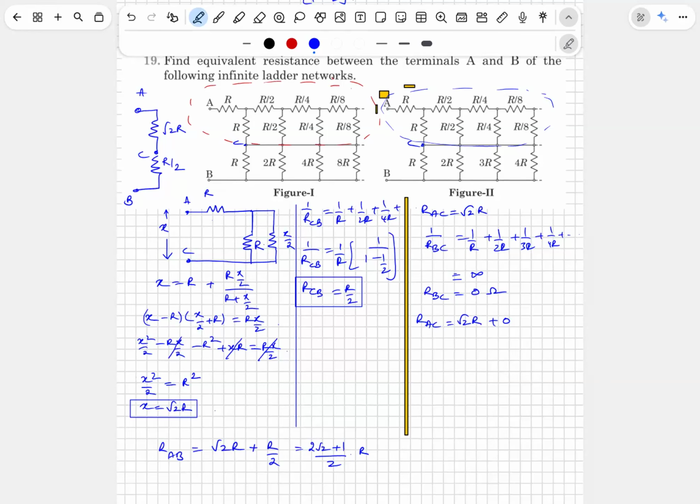Finally, you will replace the entire thing with one single conductor. So finally, what is happening? It is like A, C, root 2R, and simply a conductor. 1 by R plus 1 by 2R plus 1 by 3R plus 1 by 4R and so on. 1 by R minus 1 by 2R plus 1 by 3R minus 1 by 4R is logarithmic. Okay? Right. Any doubt?